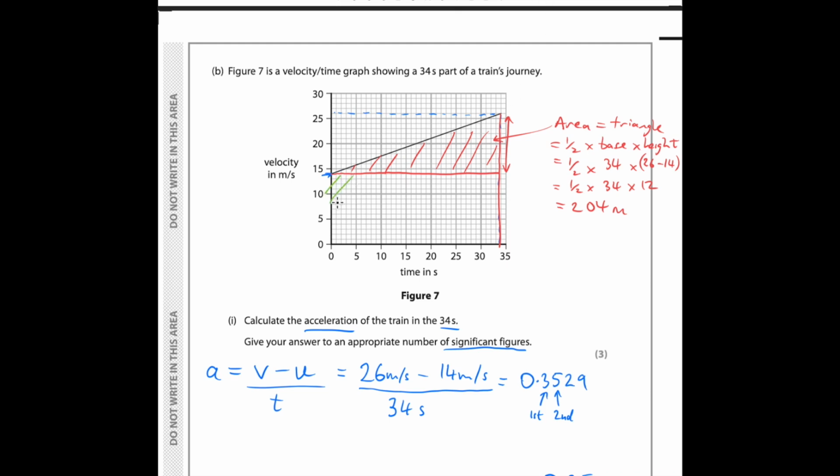And then we need to add this green section, which is a rectangle, and the area is base times by height. So the base is 34 and the height goes from nothing up to 14, and that equals 476 meters. Now we just need to add the 2 together. So 204 plus 476, and that is 680 meters.